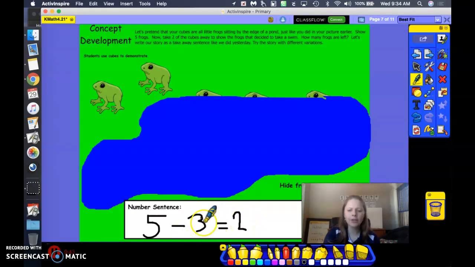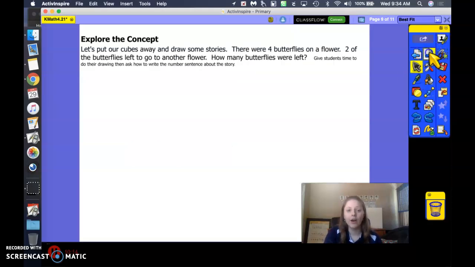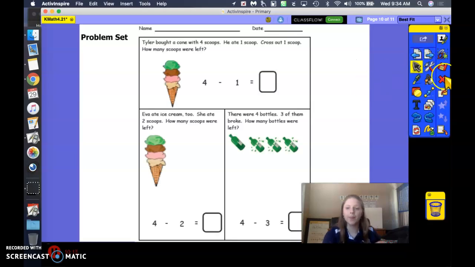Great job. How did you figure out that we took away 3? Oh yeah, at our picture, our drawing, 3 of them went down into the pond. Great job, friends. And the number that we have left is how many are still sitting there. Great. All right. You can pretend and use your cubes at home to play this game with frogs sitting beside the pond and jumping inside of the pond. And then writing a sentence to match your story. All right, let's go ahead and do some practice.